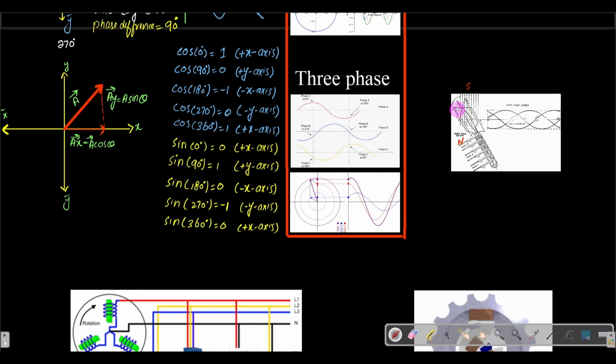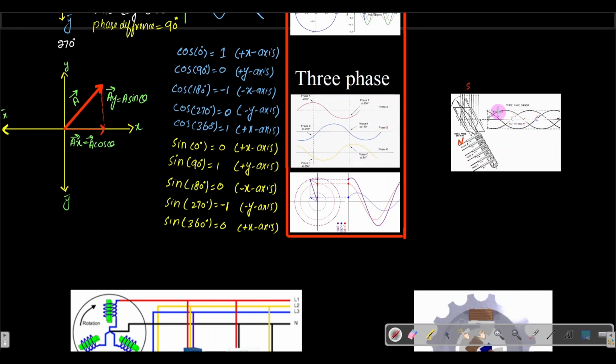So the magnetic flux will have a specific value, and due to the change in magnetic flux, the EMF will be induced, and that EMF will have different values. Therefore these different wave-like shapes will be formed.